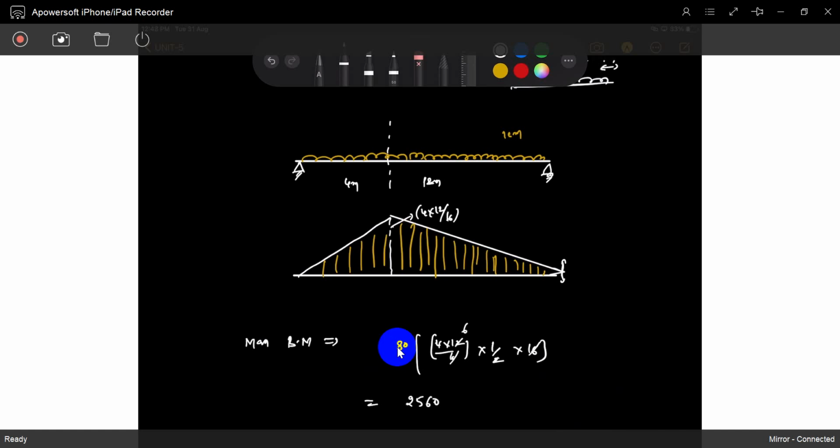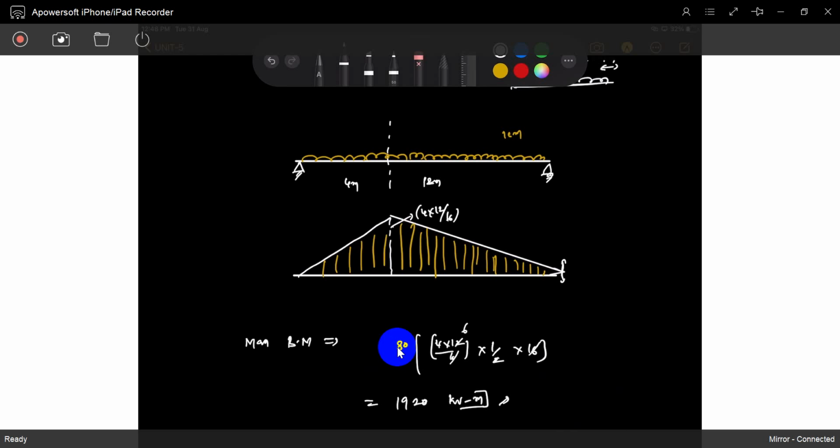2560. That's it. Kilonewton meter. Sorry, 460. What is the value? 24, not 32. 24 multiplied by 80. It's 1920. So 1920. That's it, na? 1920 kilonewton meter. That is the maximum bending moment you will get for that section.